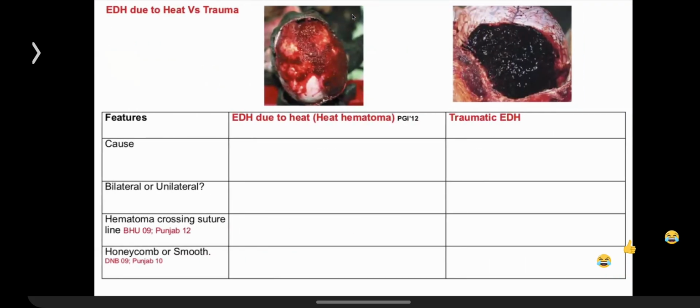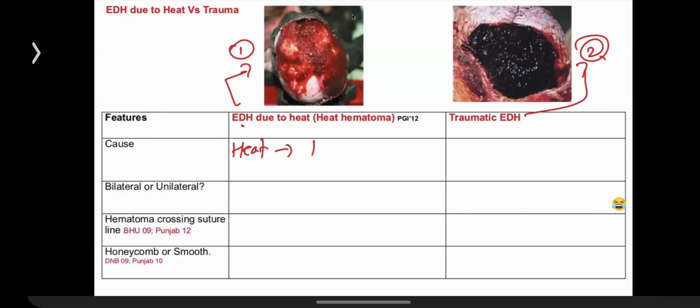Now, EDH due to heat. The first one is EDH due to heat hematoma. The other one is traumatic EDH. The EDH due to heat hematoma occurs because heat causes rupture of bridging veins.